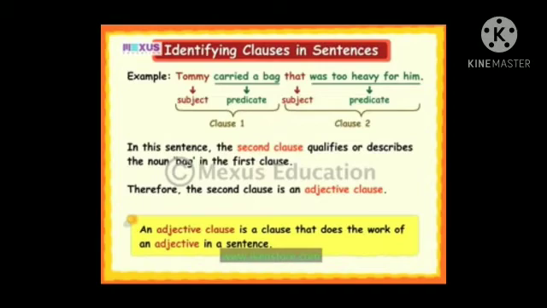Here, an adjective is a describing word, is it not? So the second class qualifies or describes the noun bag in the first class. Therefore, the second class is an adjective class. What is an adjective class? An adjective class is a class that does the work of an adjective in a sentence. So, it is called an adjective class.